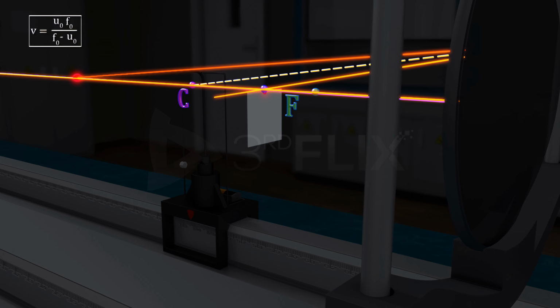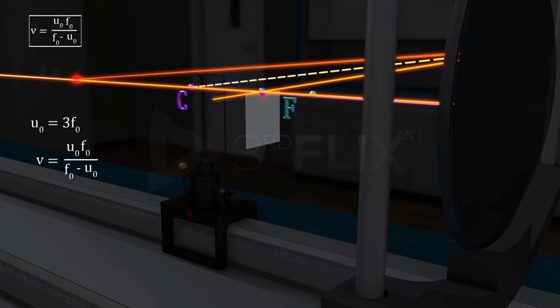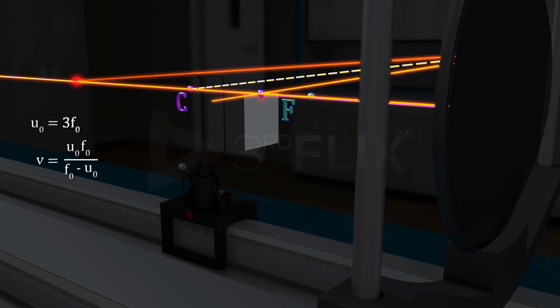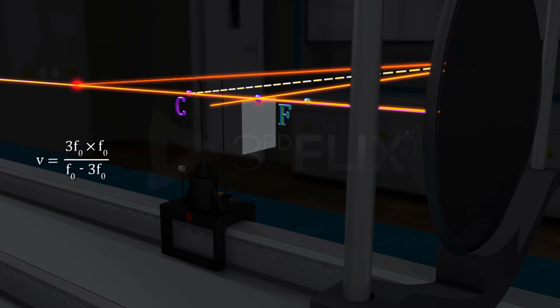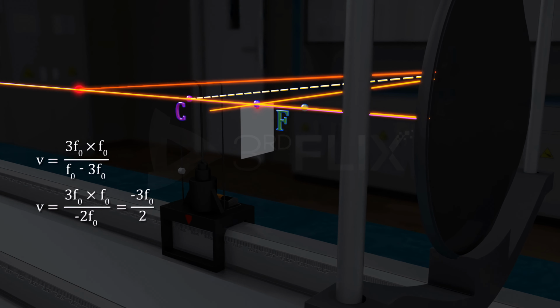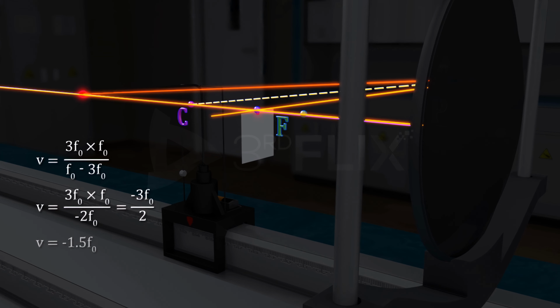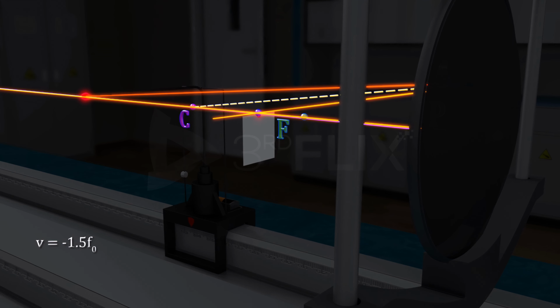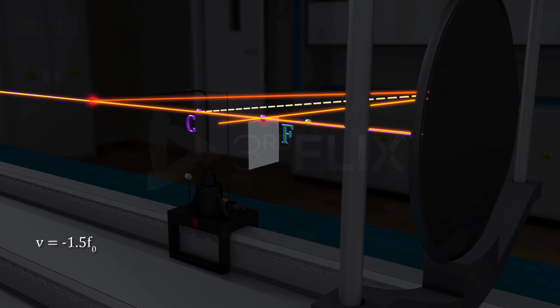For example, let the object be placed at a distance that is 3 times the focal length. Substitute u0 equals 3f0 in the expression for v. v comes out to be minus 1.5 f0. Clearly, the image is formed between the center and the focal point.